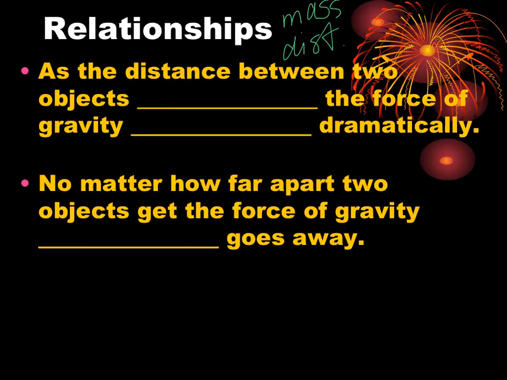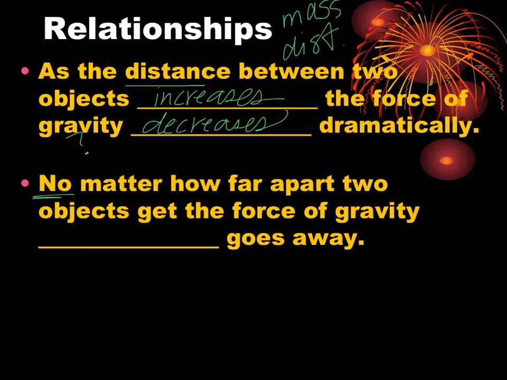So one thing we want to think about is as the distance between 2 objects increases, so as objects get farther and farther away, what's going to happen to that gravitational force? The farther away those objects get, the weaker, or gravity decreases, that force becomes. And it's important to note that no matter how far apart the objects get, the force of gravity will never disappear. It will always be there.